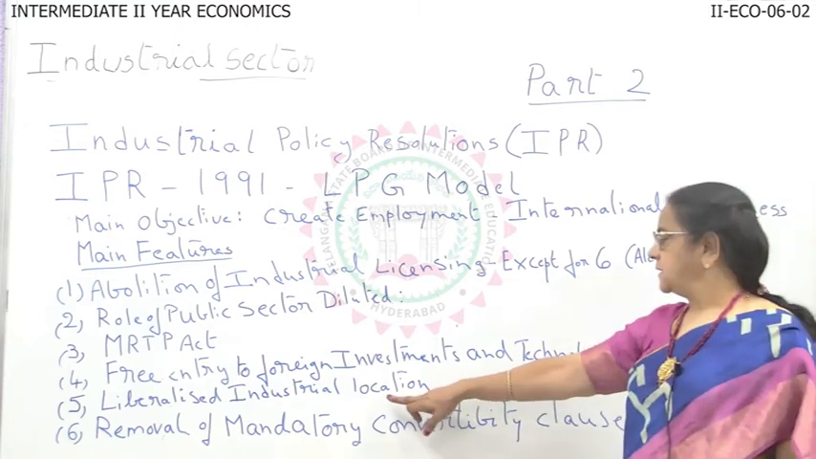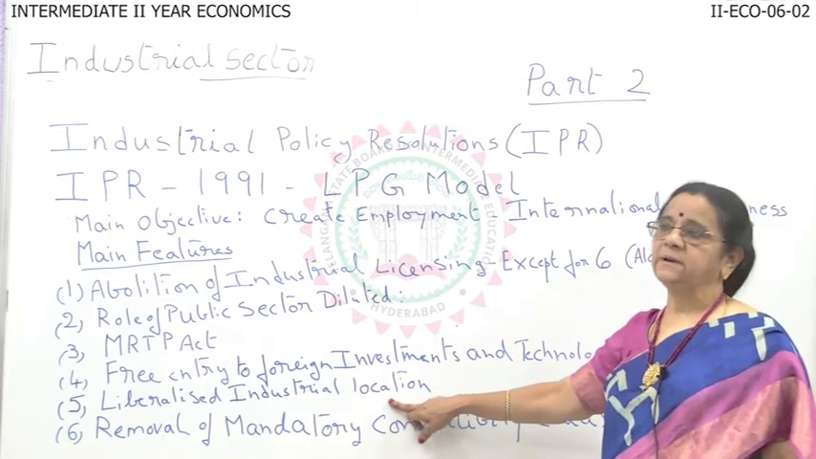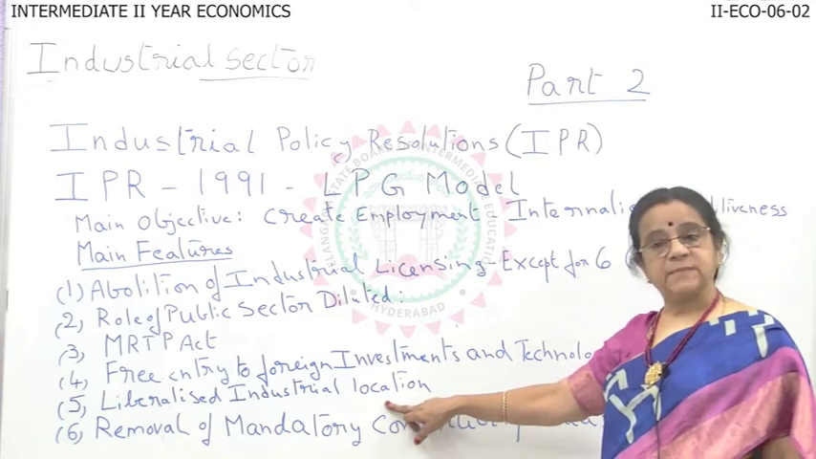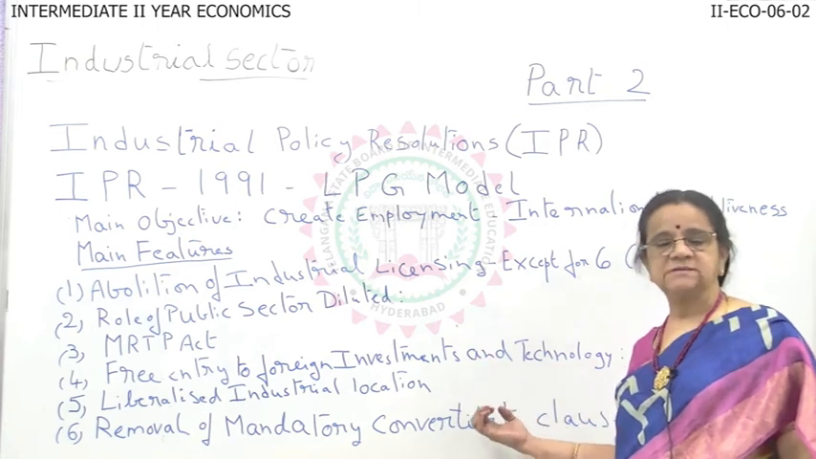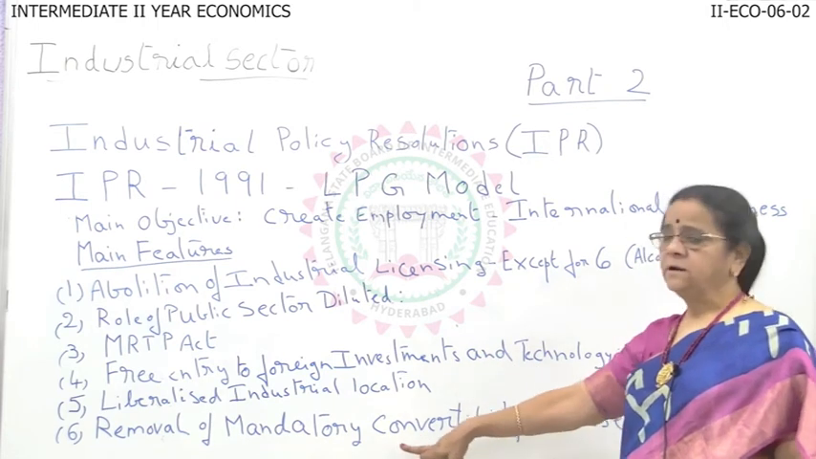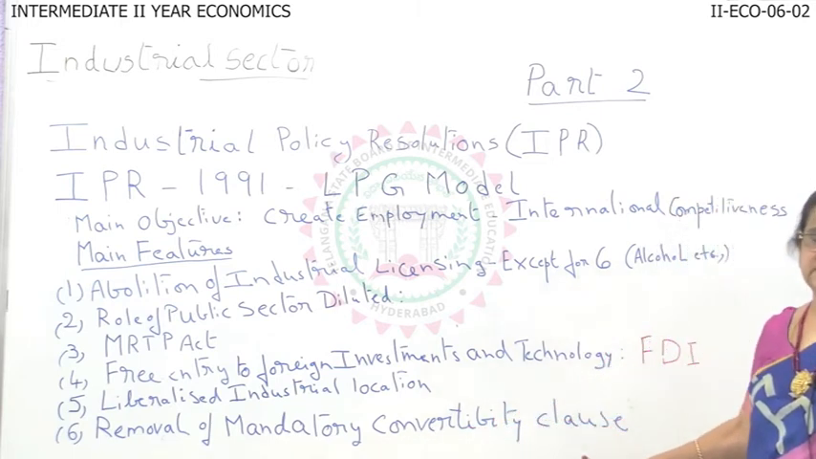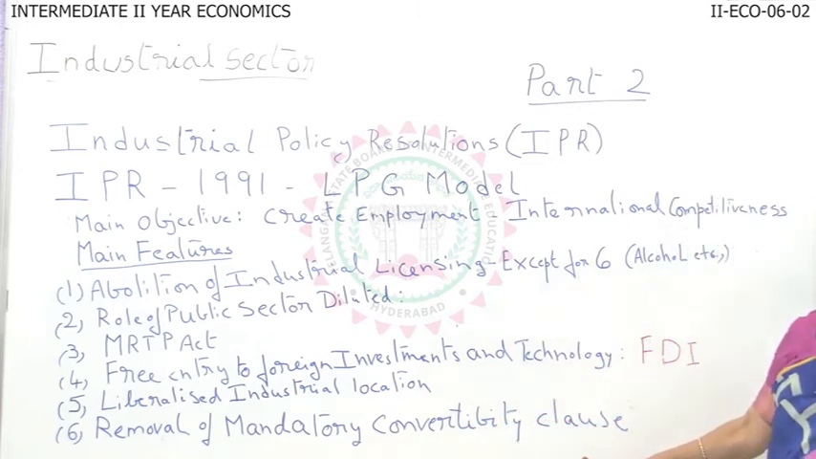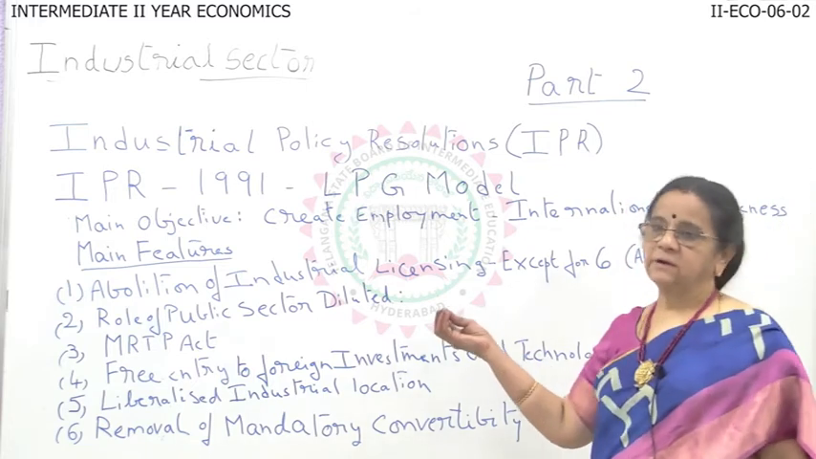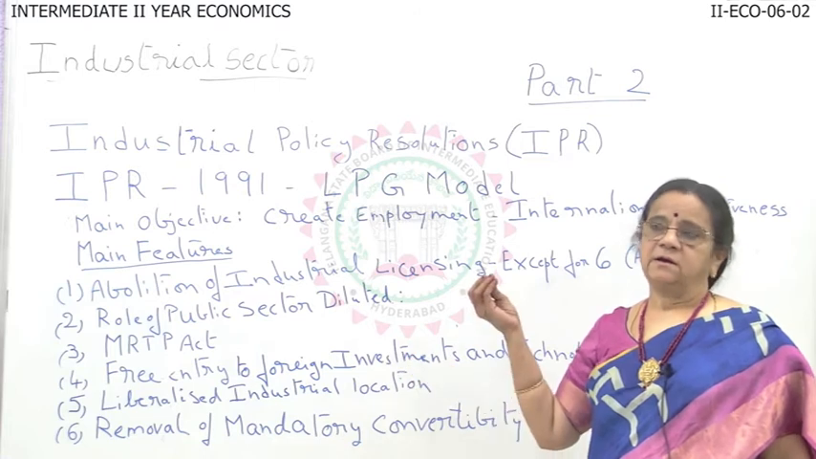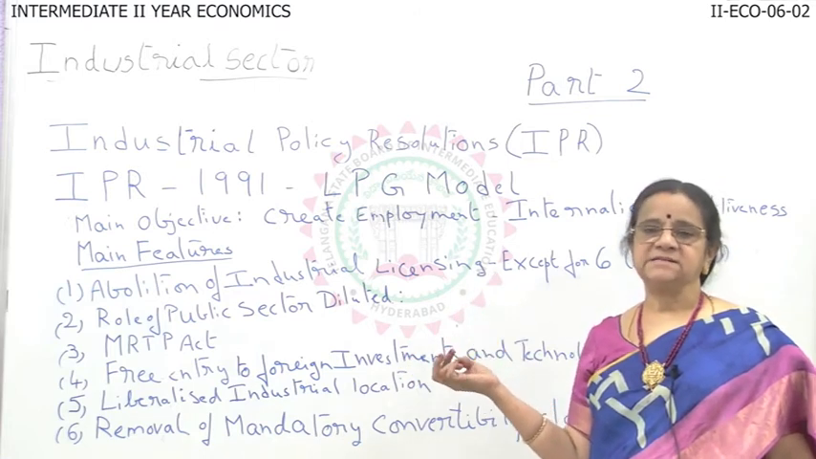Then, industrial location was liberalized. Industrial units, especially non-strategic industries, can be located anywhere if the population is below 1 million. And to give freedom to the private enterprises, the clause of mandatory equity through the loans from financial institutions was dropped. So, the IPR 1991 gave place for free trade and enterprise in our economy.